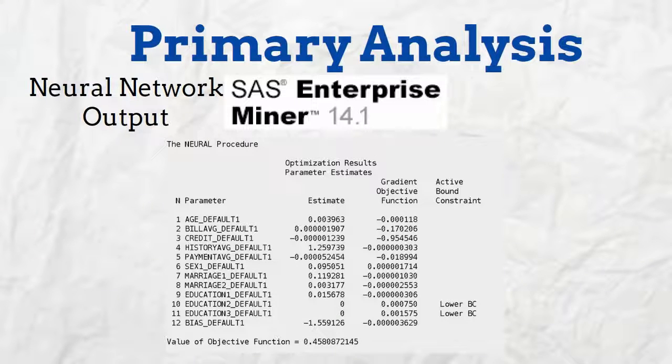Here's the output of the neural network model. Each attribute has an estimate of how it affects default. The goal of the neural network is to minimize the value of the objective function. I set it to run 100 iterations, and it minimized the objective function at about 0.46.